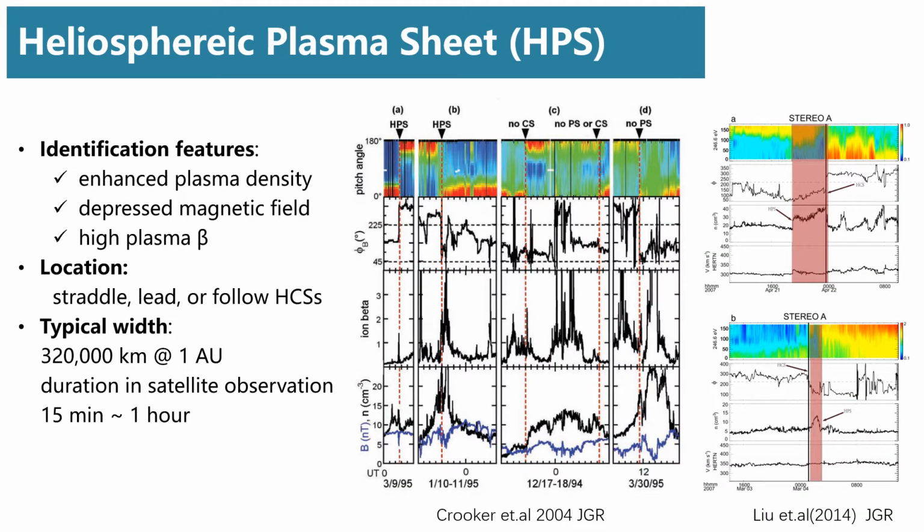The HPS is often associated with the HCS. It can straddle, lead, or follow a HCS. Usually, the width of HPS is much larger than that of a HCS.